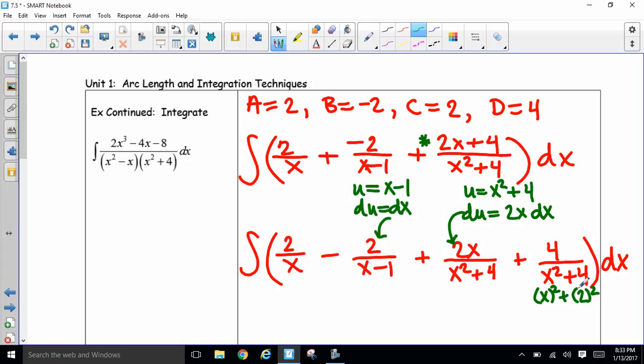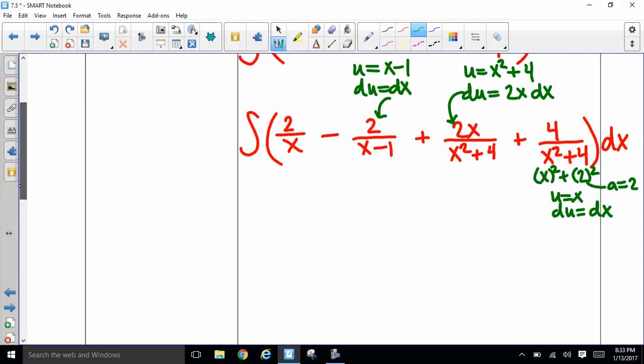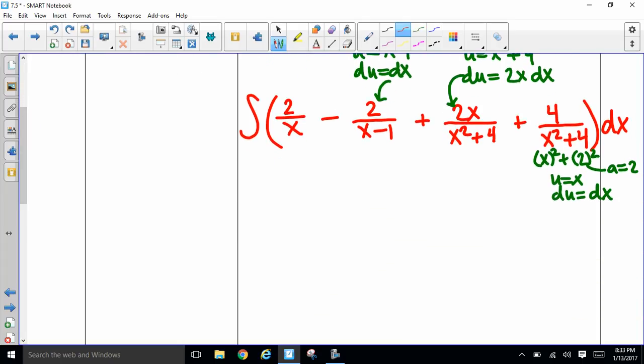Okay? So if u equals x, du equals dx, that 4 can just be thought of as a constant. And my a term will be 2. You can show as much or as little scratch work as you need in order to be able to do the calculus portion accurately.